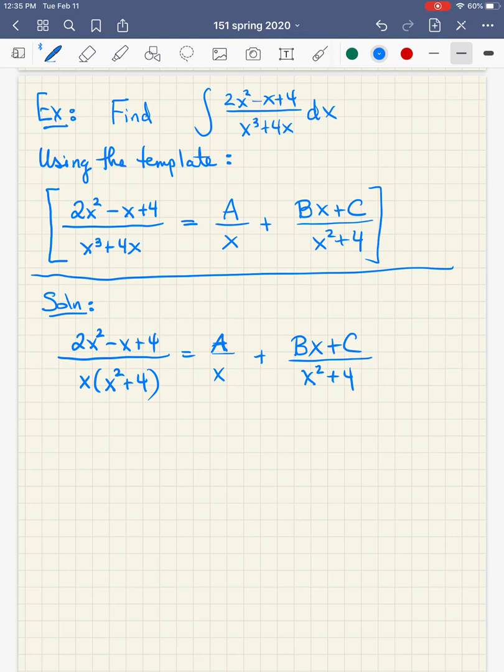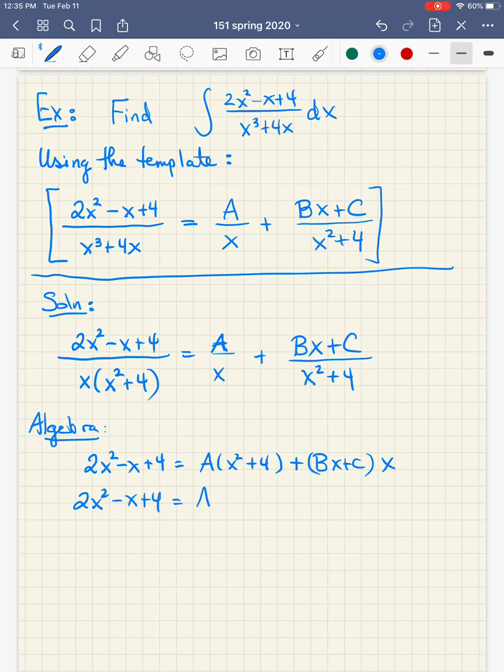So let's do that. Let's do the algebra. If we clear denominators, we're going to get 2x squared minus x plus 4 equals A times x squared plus 4 plus Bx plus C times x. And if I set this up, I'm going to get Ax squared plus 4A plus Bx squared plus Cx. And now what I'm going to do is look at my coefficients. So let's do it in 3 colors.